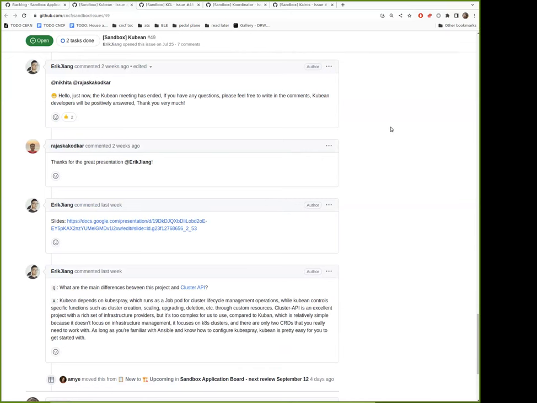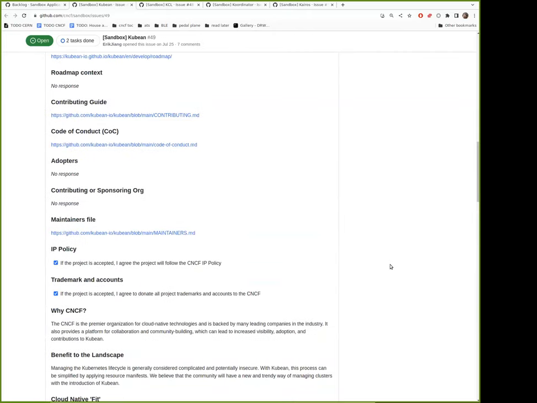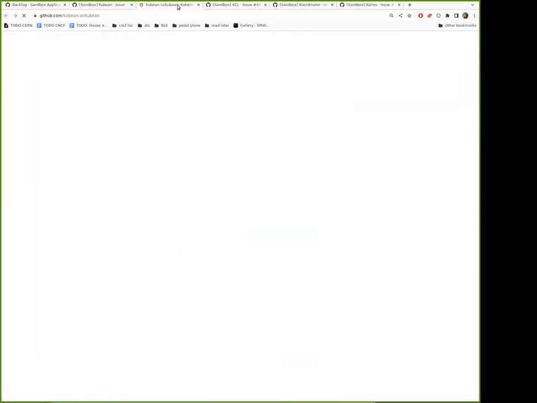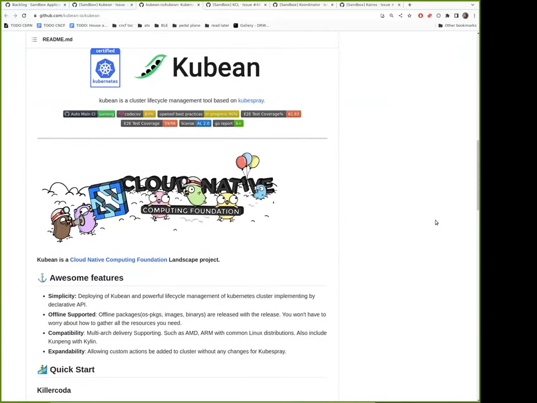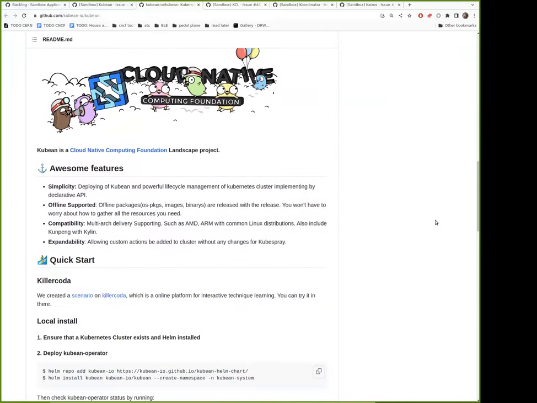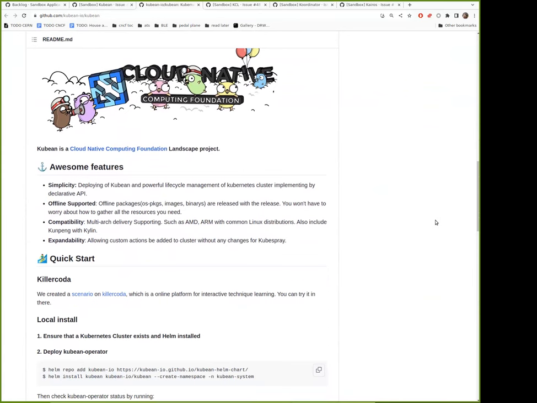So they did present it in TAG runtime. I think it's good for incubation, fairly mature for that level. It's a little bit different from KCP, where KCP is more like a control plane at a higher level. Kobian is more of a cluster deployment creation tool. So it actually creates Kubernetes clusters or a fleet of Kubernetes clusters, and it helps manage them. They rely heavily on KubeSpray, which is another open source project. Have good artwork, that's for sure.